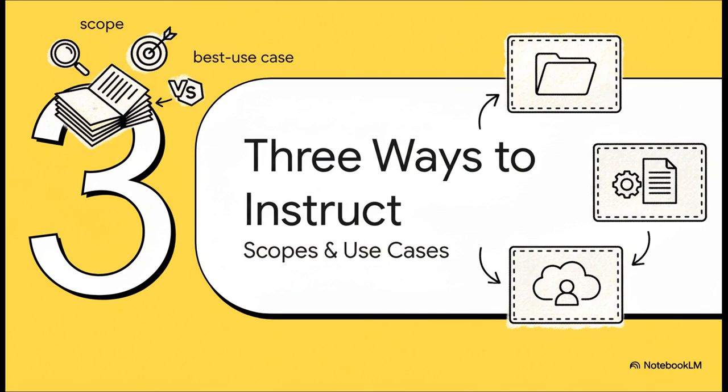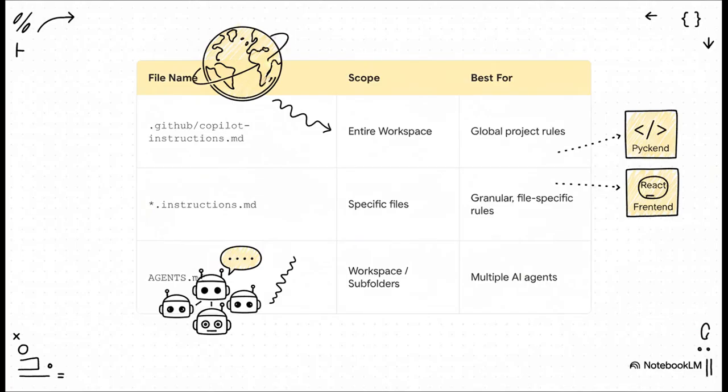So how do we actually do this? Well, VS Code gives us 3 main ways to create these instruction files, and each one has a slightly different scope and purpose. This table lays out your options perfectly. For simple, project-wide rules, that .github/copilot-instructions.md file is your go-to. Easy. Now, for more granular control, like, say, different rules for your Python backend versus your React frontend, you'll want to use multiple .instructions.md files. And for the really advanced setups, maybe defining rules for different AI personalities or agents, there's agents.md.